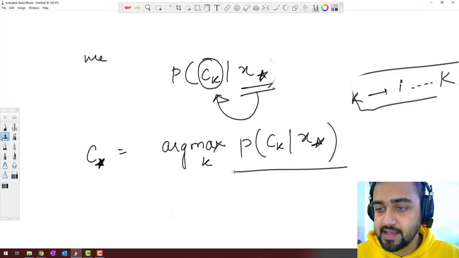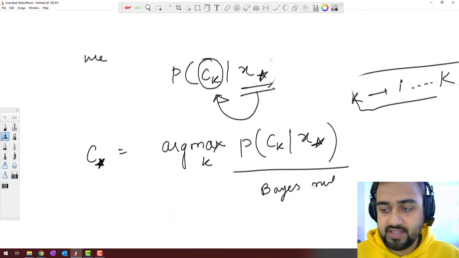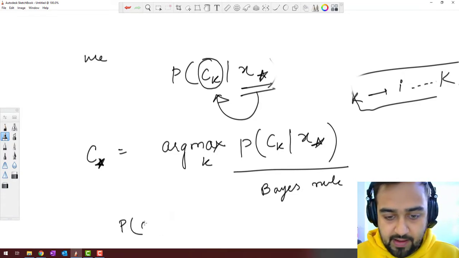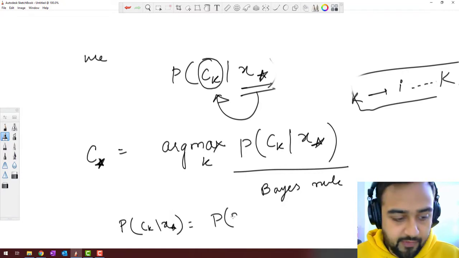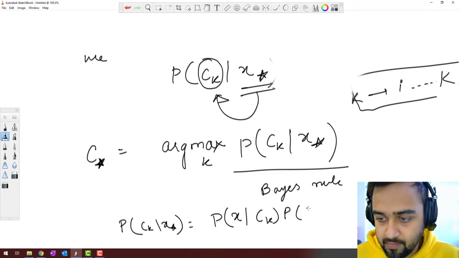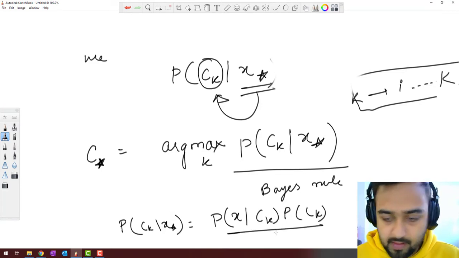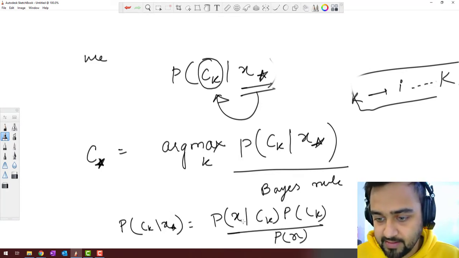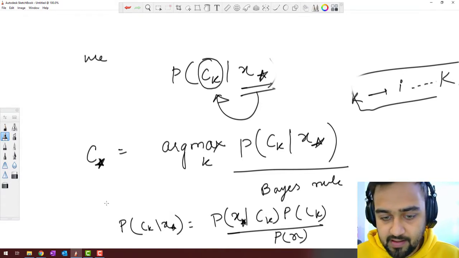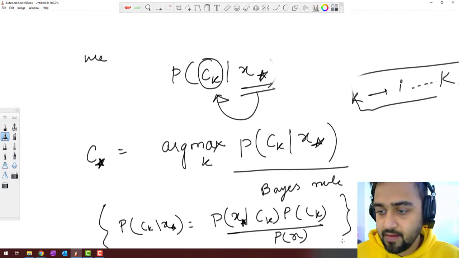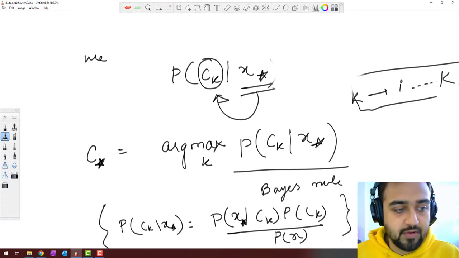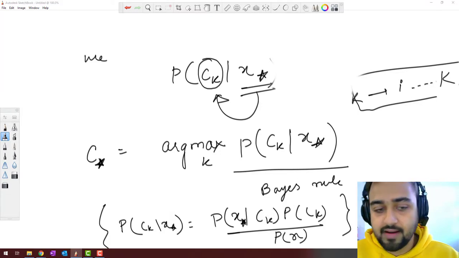And to find P of Ck given x star, we use Bayes rule, which states that P of Ck given x star is equal to P of x given Ck, times P of Ck, upon P of x. This is x star. Using this, we have to decide the most probable class or the best fit.